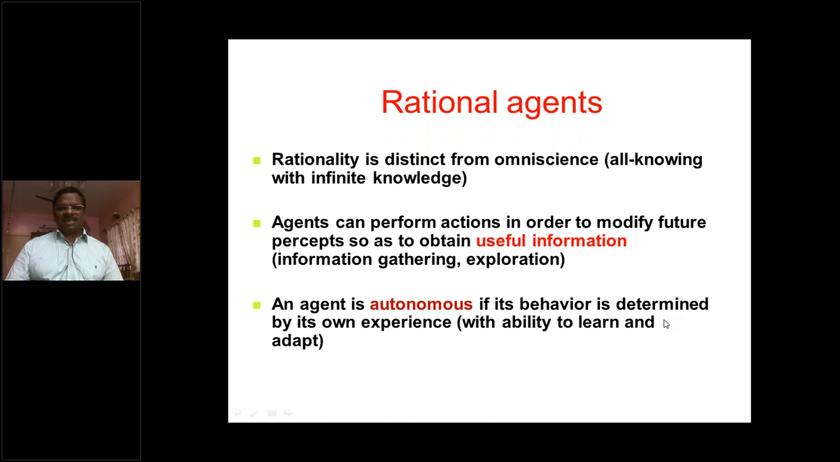Then what is rationality? It is distinct from omniscience, which means having infinite knowledge. Human knowledge differs, and rational agent knowledge differs. Some useful information can be gathered by means of its perfect actions. An agent is autonomous always, and its behavior is determined by its own experience. Gained by a program, the agent should act by its own experience.